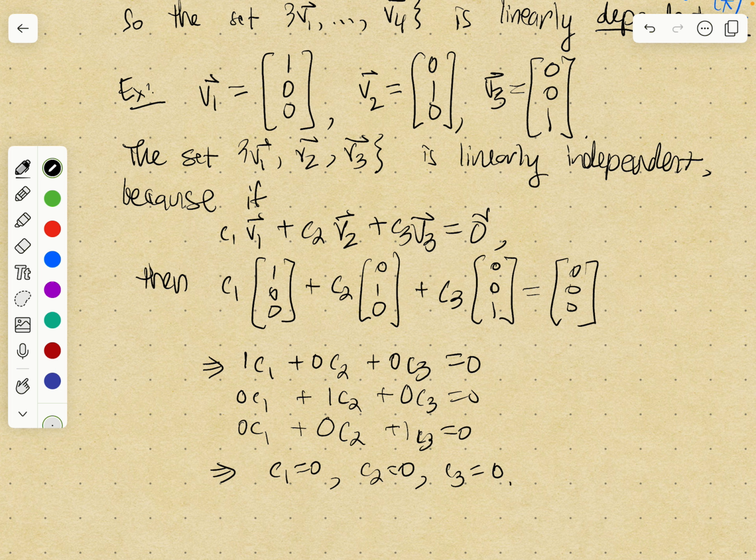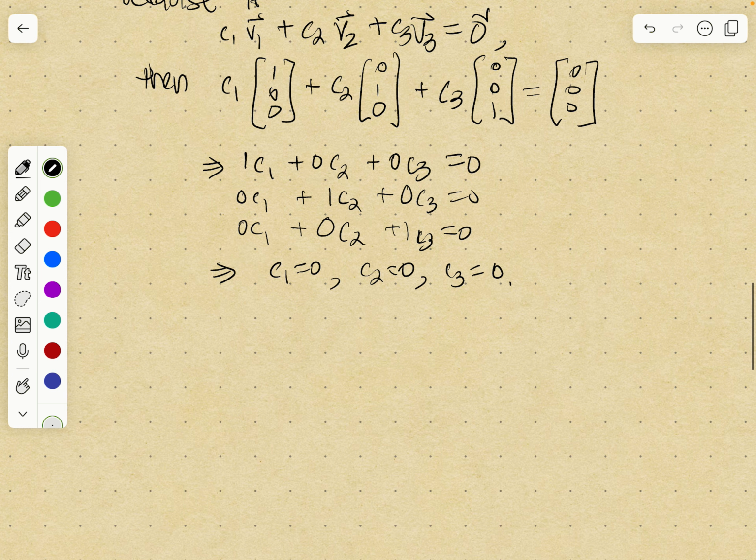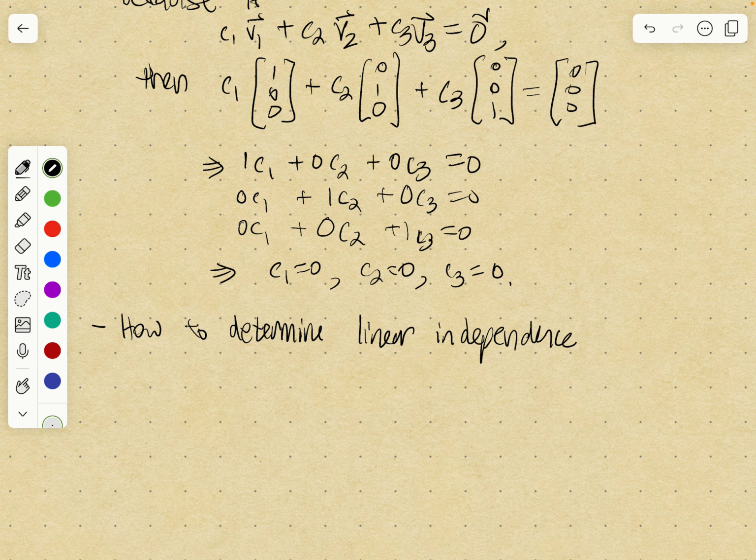All right, let's talk about how to determine linear independence in general. If you have a general set of vectors, v1 through vk, how do you tell if the vectors are independent or not? If someone just gives you these vectors, v1 through vk, how can you tell if the set is independent or not?